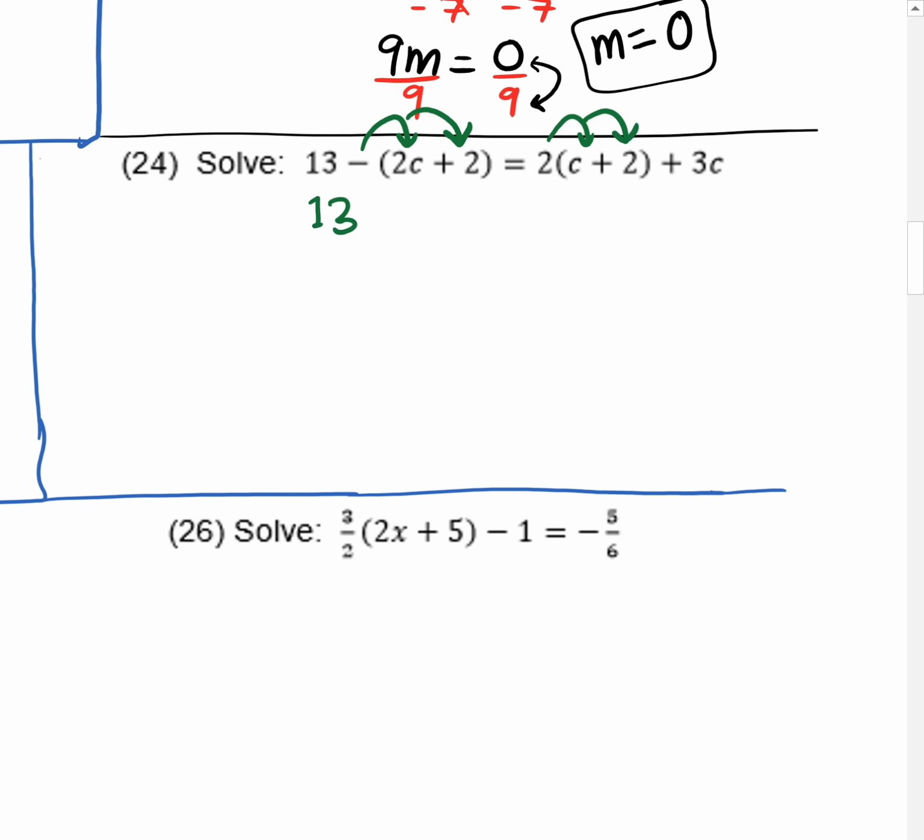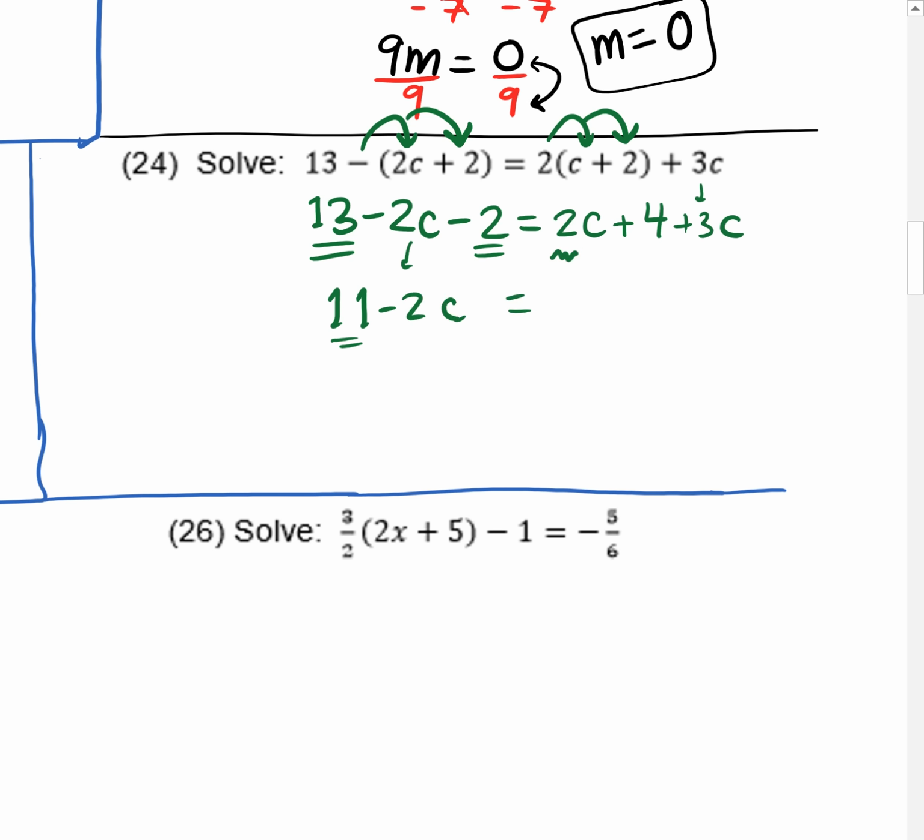What do we get? The 2c will become negative, and this 2 will also become negative. And if I multiply the 2 inside the right side of the equation, 2c plus 2 times 2 is 4, and then plus the 3c that was already there. On the left side, there are a few like terms. 3 minus 2 will make 11. And then the minus 2c doesn't have a like term. On the right side, we have 2c and 3c are like terms. They make 5c. Plus the 4.